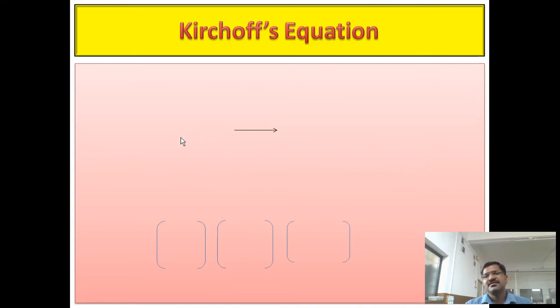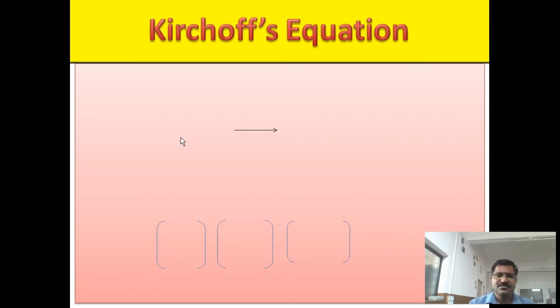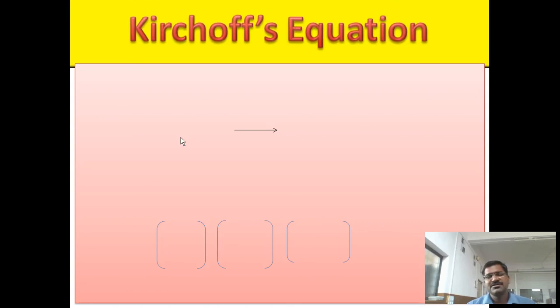And the enthalpy change of a reaction with respect to temperature can be calculated with the help of Kirchhoff's equation. Kirchhoff is the name of a scientist, and Kirchhoff found out the relation between the enthalpy change of a reaction and the temperature, and therefore this equation is called Kirchhoff's equation. Now, how to derive this equation?